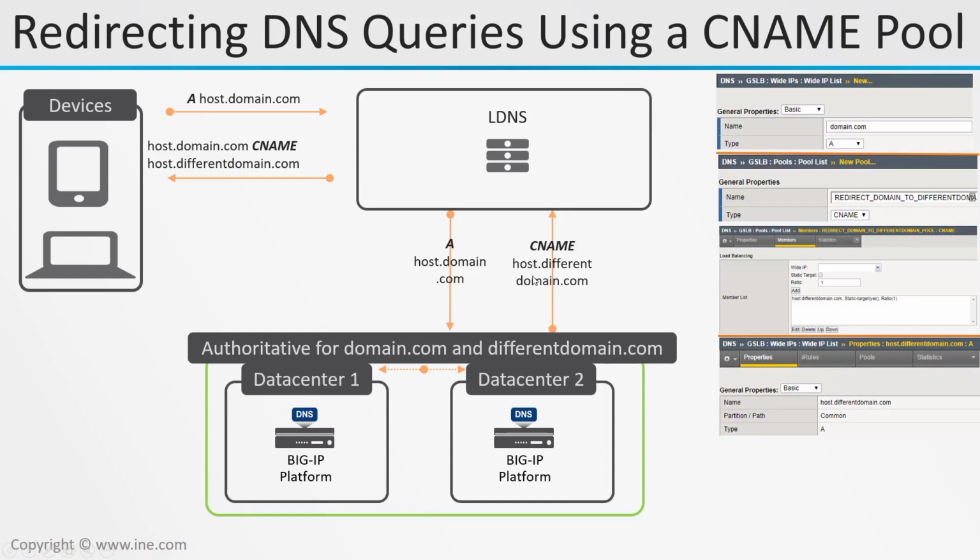Okay, so I hope this gives you a good understanding of redirecting DNS queries using the CNAME. In summary, we create a wide IP that represents the original website, a pool attached to it with the CNAME, and then another wide IP A record for that request.